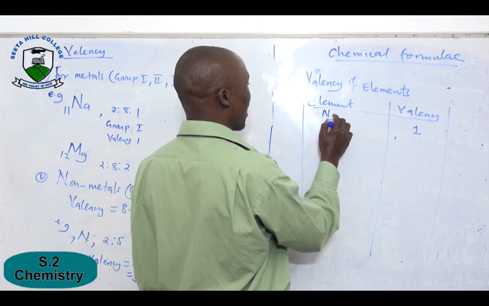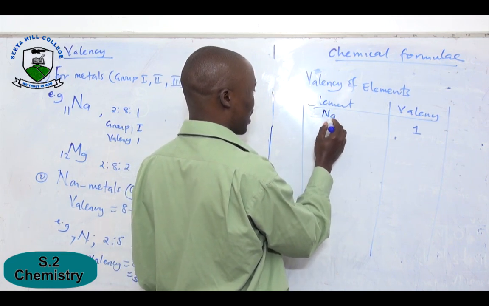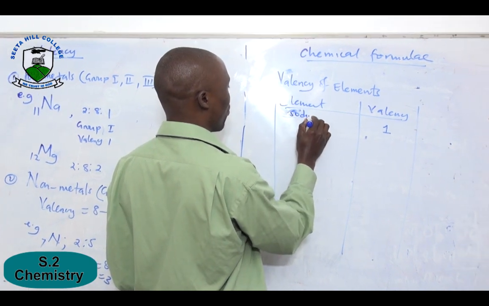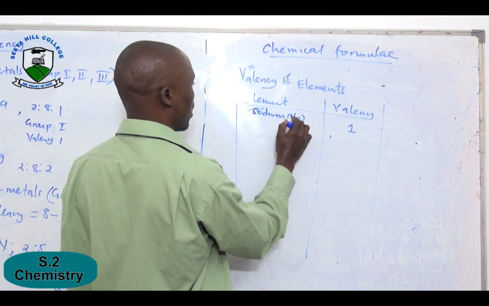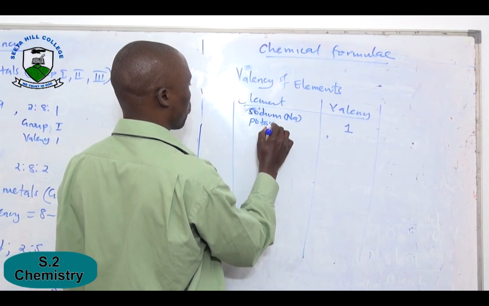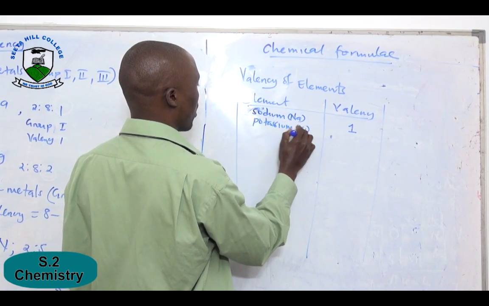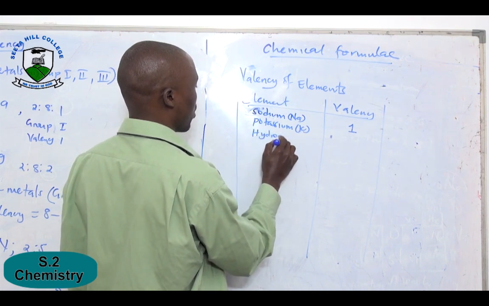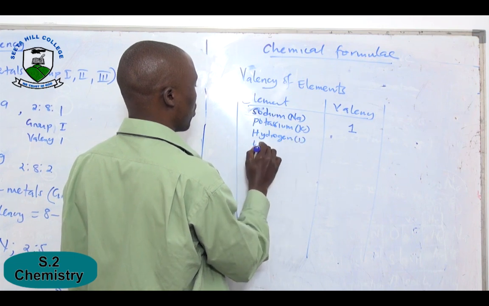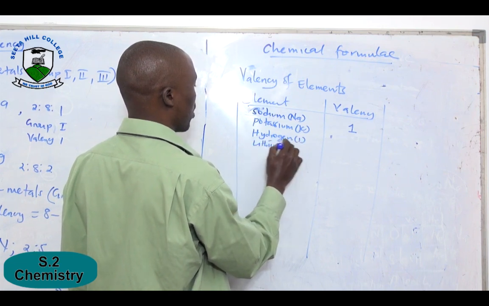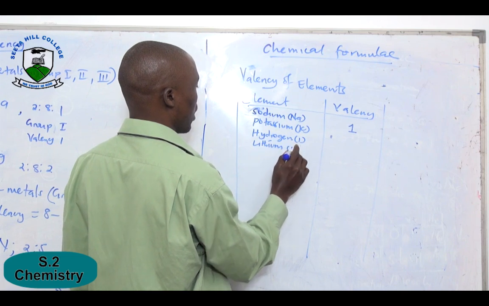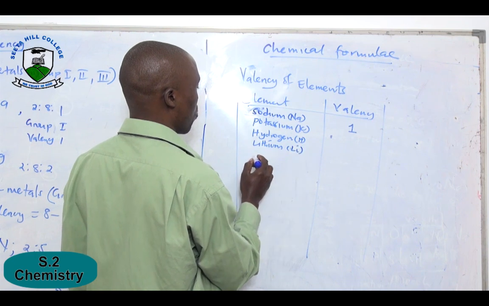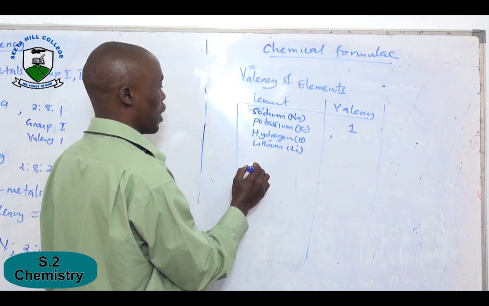Now those that have a valence, if I wrote this, you understand now, not so? Sodium, maybe we can write for you in full. For the meantime, sodium is Na, potassium, hydrogen, lithium, not so? Hydrogen is H. Lithium is Li, not so? Those have a valence of 1.